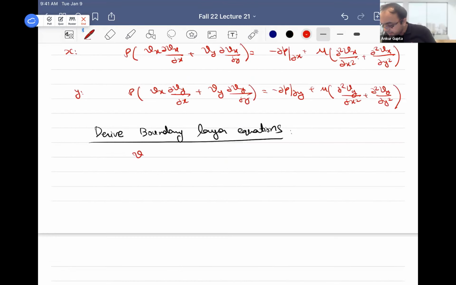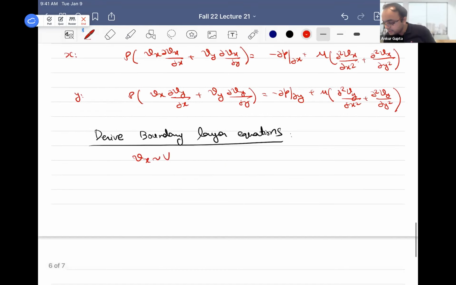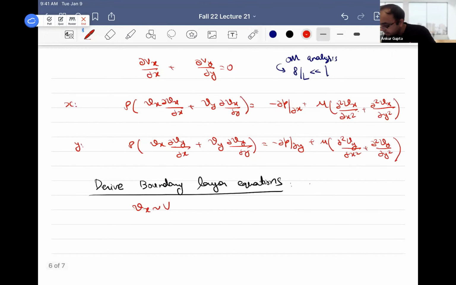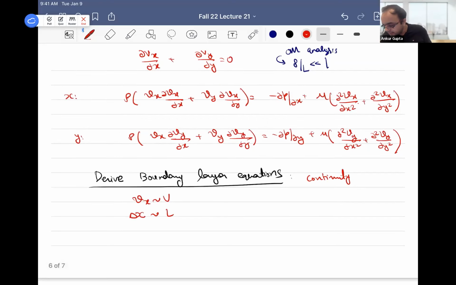How should the Vx scale? It should scale as U. So we'll first start with continuity. Vx scales as U. How should I scale X or delta X? Any thoughts? L. L, right? Good. Perfect. Then I should scale Vy as something we don't know yet, a question mark. Delta Y should be delta.